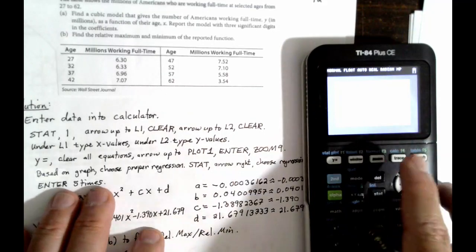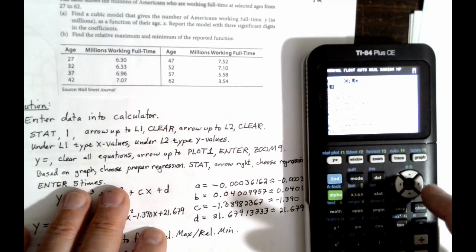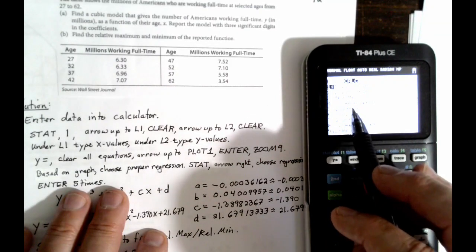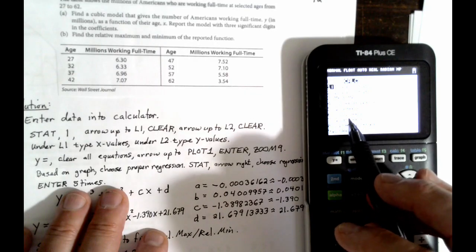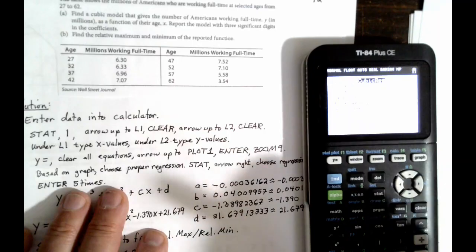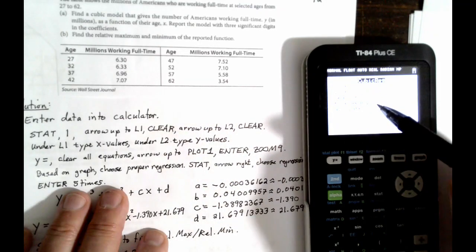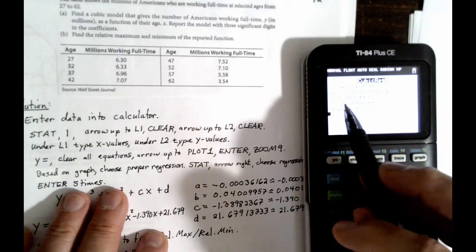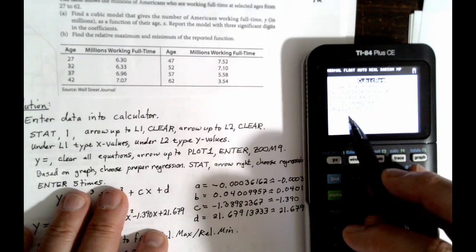So now you hit stat, arrow to the right once, and now you choose whichever regression you want: linear regression, quadratic, cubic, quartic. We want cubic, so we're going to pick 6. Now you should have an L1 here and an L2 there, and these other 3 lines should be blank, so just hit enter 5 times. And there you go. There's your cubic equation, and that's your A, B, C, and D for each one.